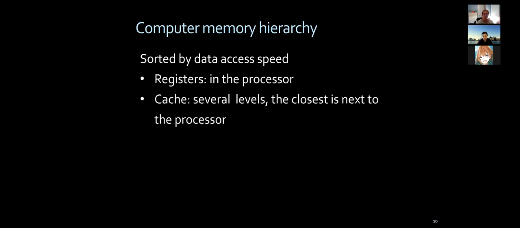So cache might have several levels. The closest is next to the processor, the L1 cache, right? And there are 2 types, one for data, one for instructions.